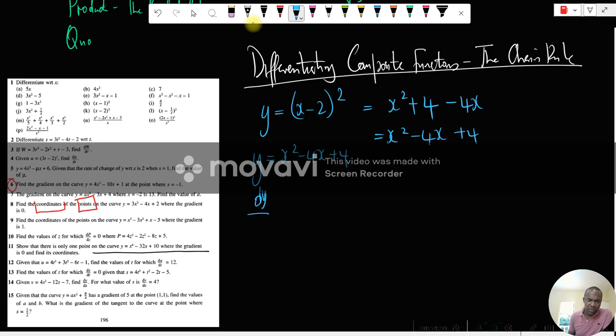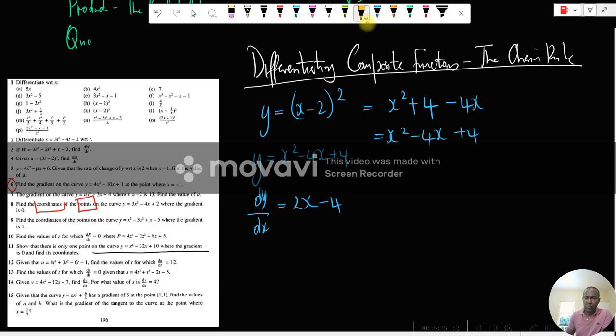And so dy/dx equals, when we differentiate x squared, we simply get 2x. When we differentiate minus 4x, we get minus 4. The plus 4 is a constant, which of course when differentiated gives nothing. So dy/dx equals 2x minus 4. So we see that we're able to differentiate this function by first expanding the brackets.